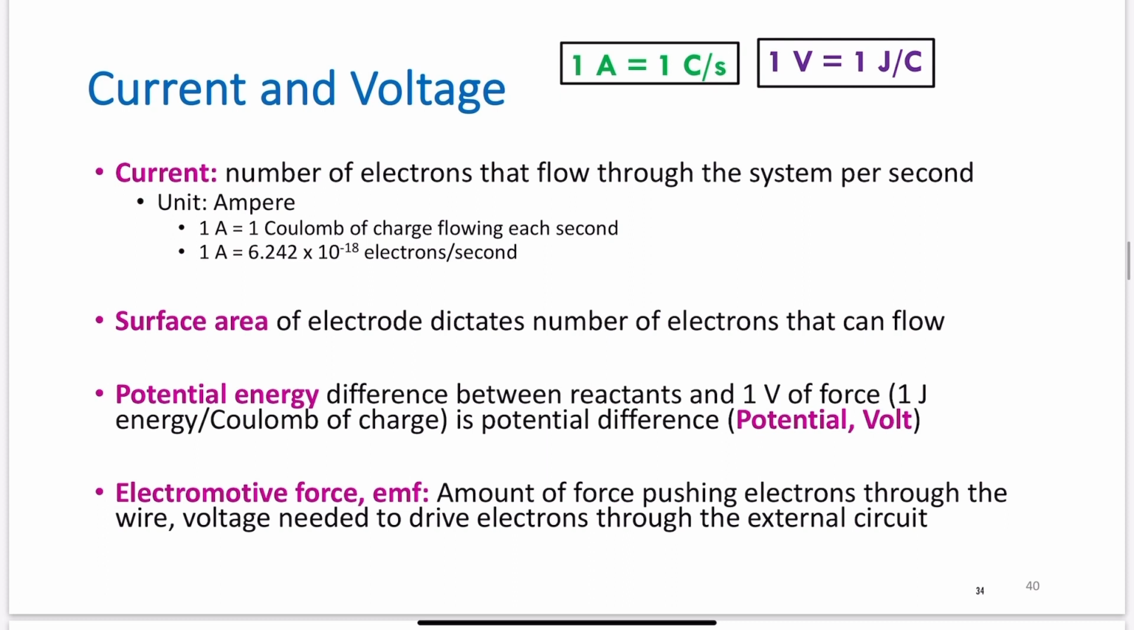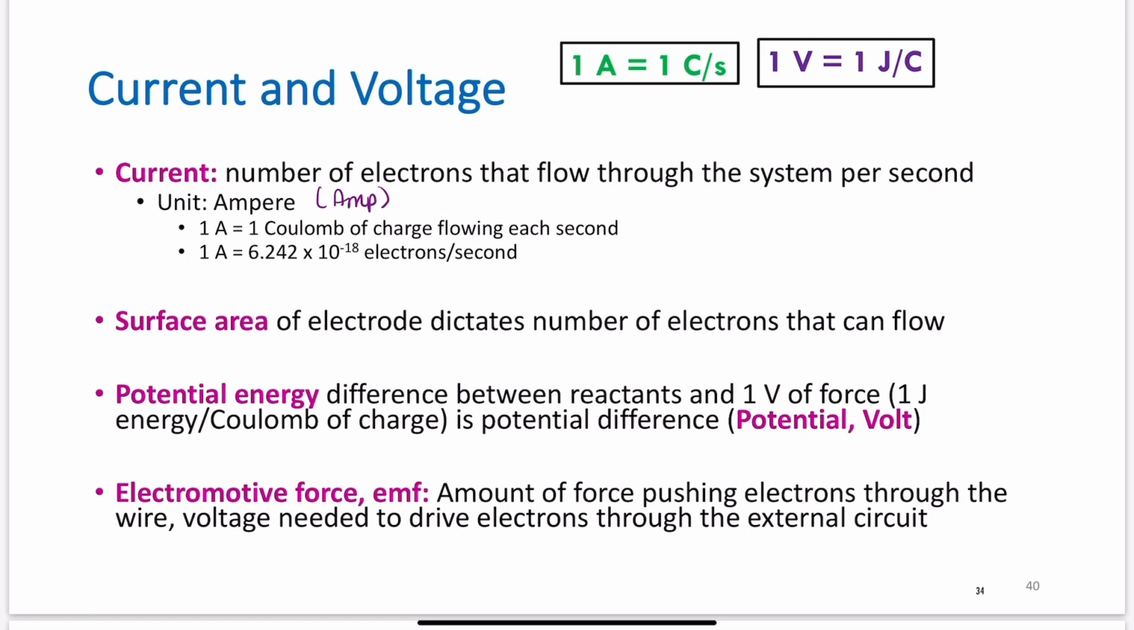How does current and voltage come into play? So 1 amp is 1 coulomb per second, and 1 volt is 1 joule per coulomb. Current is defined as the number of electrons that flow through the system per second. How many electrons are flowing per second? The unit here is an ampere, or we call it amp for short. Again, 1 amp is 1 coulomb per second. That is the current of the system. 1 amp, 1 coulomb of charge flowing each second. 1 amp is equal to 6.242 times 10 to the 18th electrons per second.